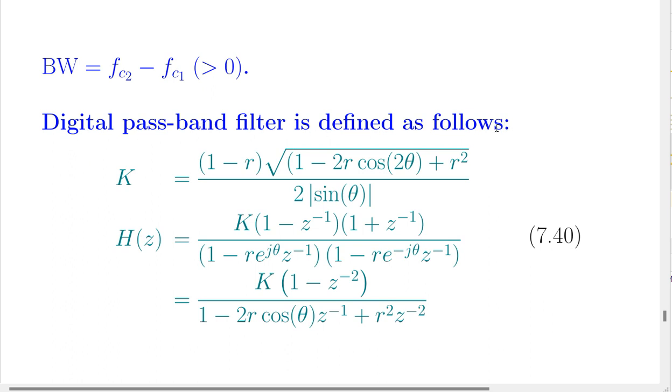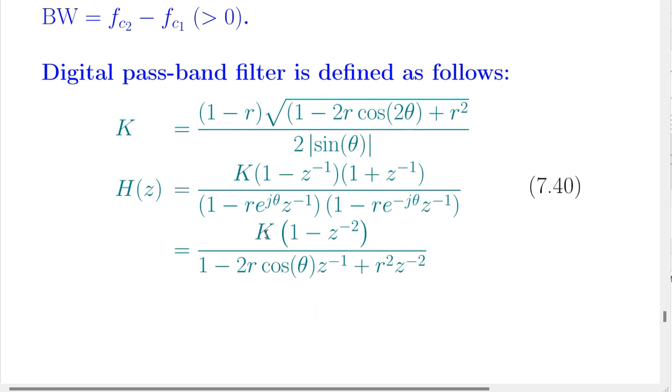The digital bandpass filter is defined as follows. With gain K, H of z will be equal to K times (1 minus z to the power of minus 1) times (1 plus z to the power of minus 1), over (1 minus r times e to the power of j theta times z to the power of minus 1) multiplied by the second term (1 minus r times e to the power of minus j theta times z to the power of minus 1), leading to a very interesting result: K times (1 minus z to the power of minus 2), with no term for z to the power of minus 1, over 1 minus 2r cosine of theta times z to the power of minus 1 plus r squared times z to the power of minus 2.